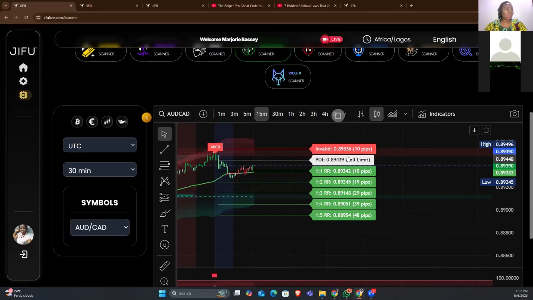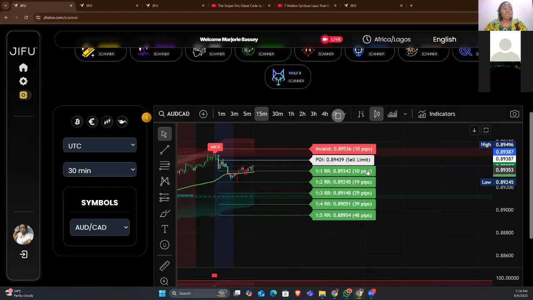It means that if you enter this trade at the POI in the white bar and the market goes against you in the opposite direction, buying and not selling, you're going to lose 10 pips. But if it goes in the direction that you want, the first exit point, which is 1-to-1 RR, simply means that for the number of pips on the stop loss or invalidation, that is what you're going to get at the exit, which is 10 pips.